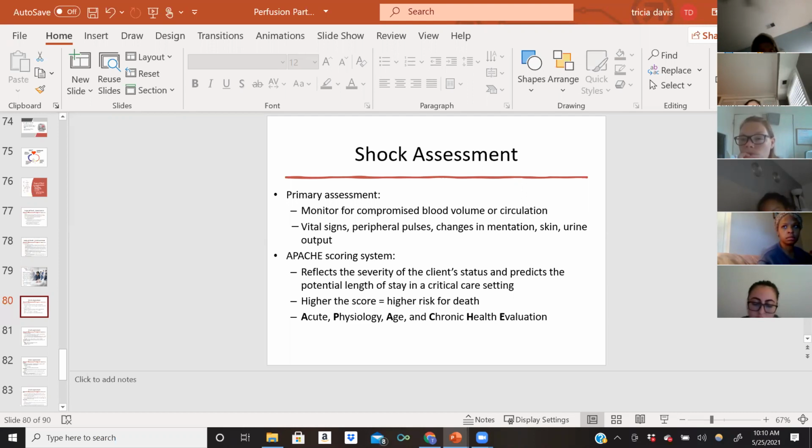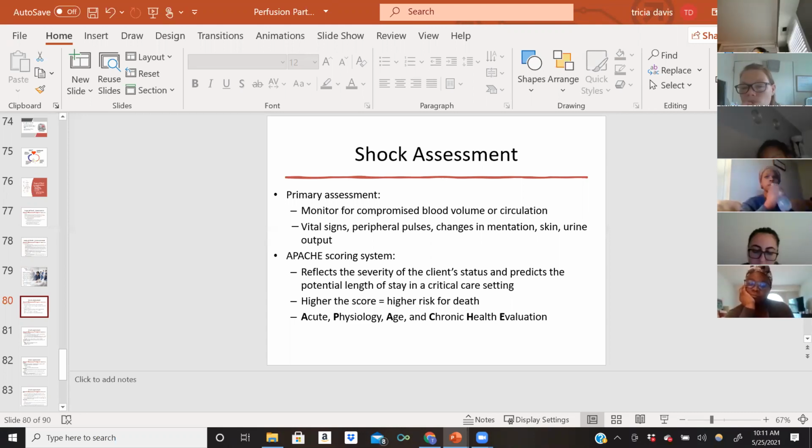Something else that some hospitals use is the Apache scoring system. So Apache stands for Acute Physiology, Age, and Chronic Health Evaluation. So this is a scoring system that reflects the severity of your patient's status, and it's going to predict how long they will have to stay in a critical care setting. Basically, the higher score is indicative of a higher risk of death. I'm not going to go into detail about this, but you guys should know what it does and what it looks at, and what it determines.